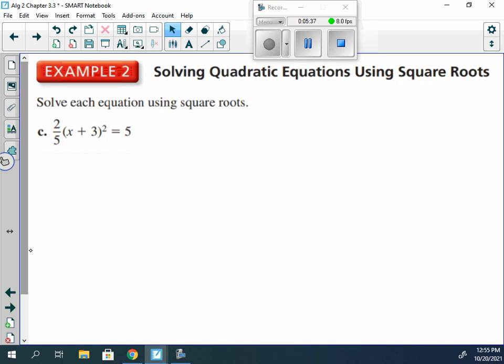Here, it also works because our variable is to the first power, but it's inside parentheses that are being squared. And there's no other variable anywhere else. Now, if this had been equal to 5x, we wouldn't be able to do it because we have a variable inside and outside, one that's squared and one that's not. But here, because all the variables are contained inside the parentheses and are being squared, we can use the square root method, because we're going to get it by itself first.